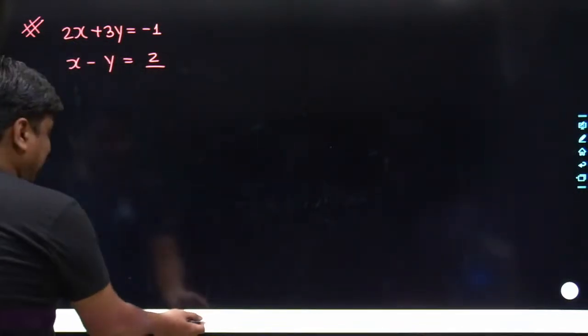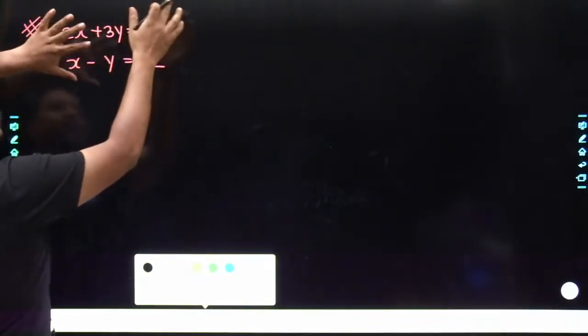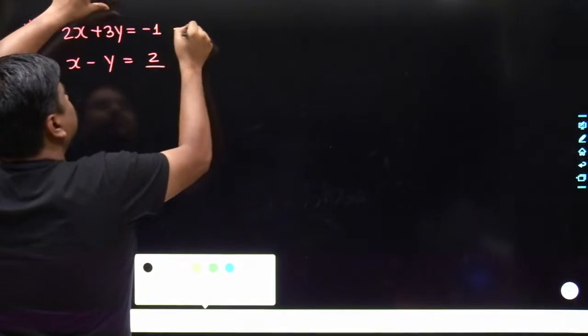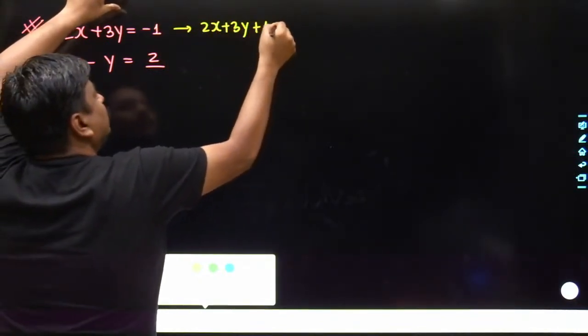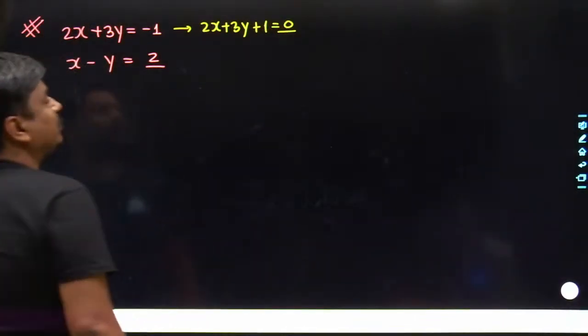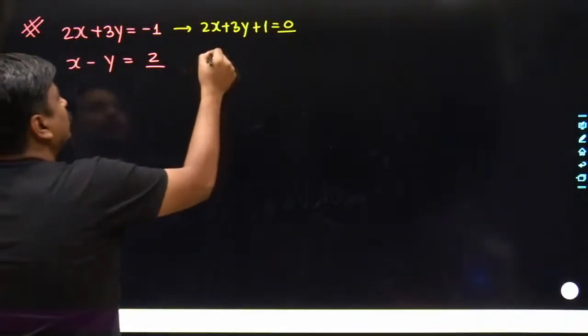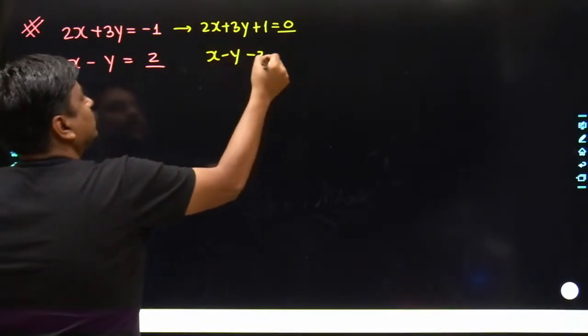What we do while calculating x and y, I used to frame this straight line in the form of ax plus by plus c is equals to 0. That means the 2x would remain as it is, 3y as it is, minus 1 would be flipped towards the left hand side, would become plus 1 is equals to 0, and here it would become x minus y minus 2 is equals to 0.